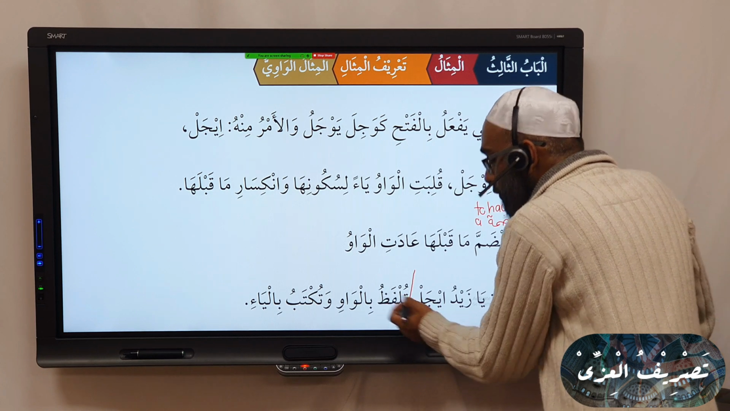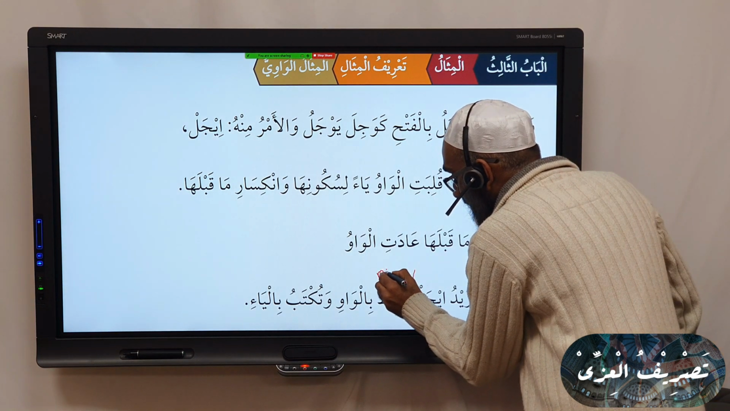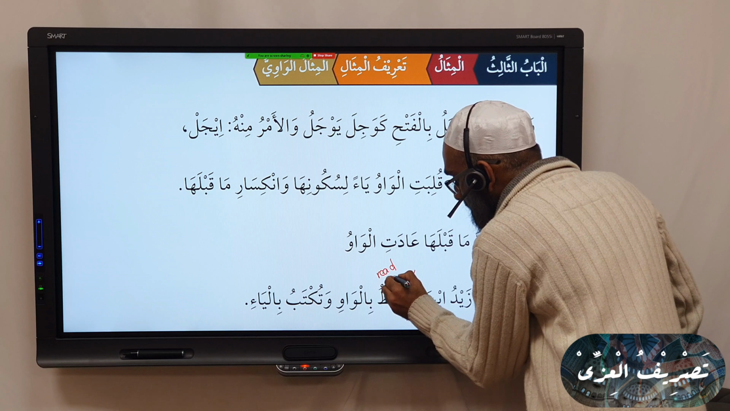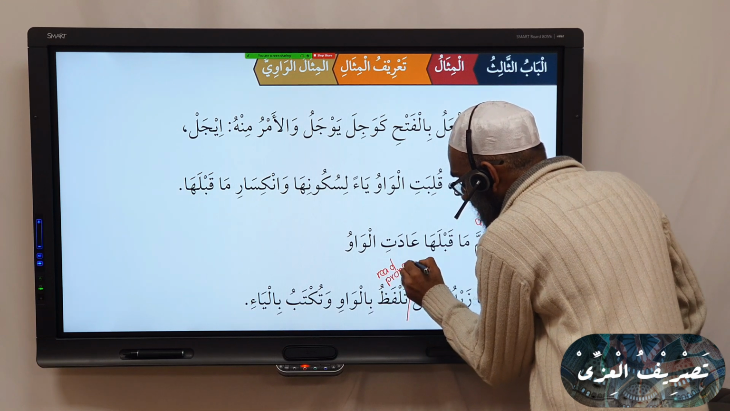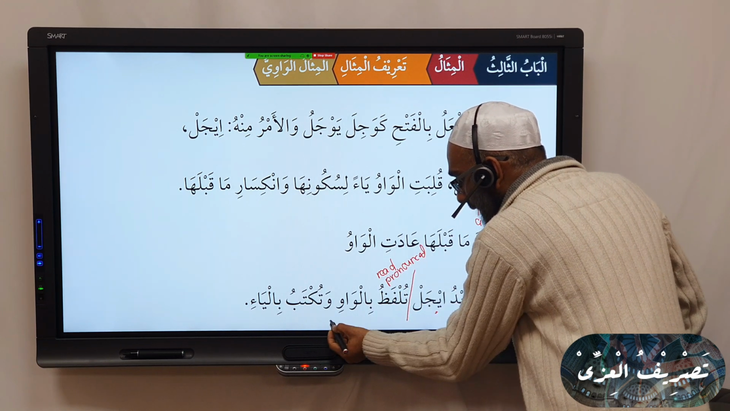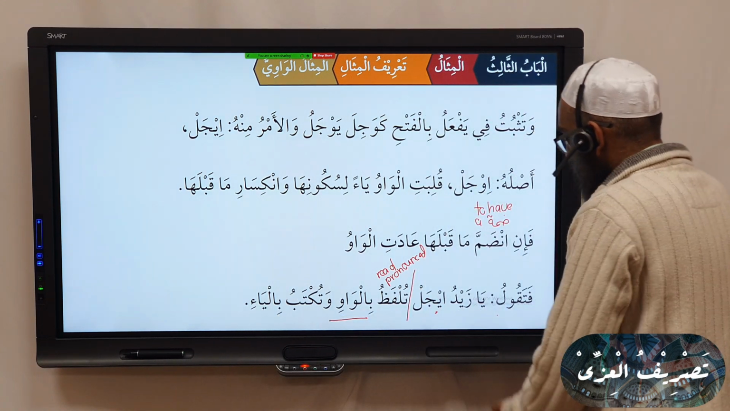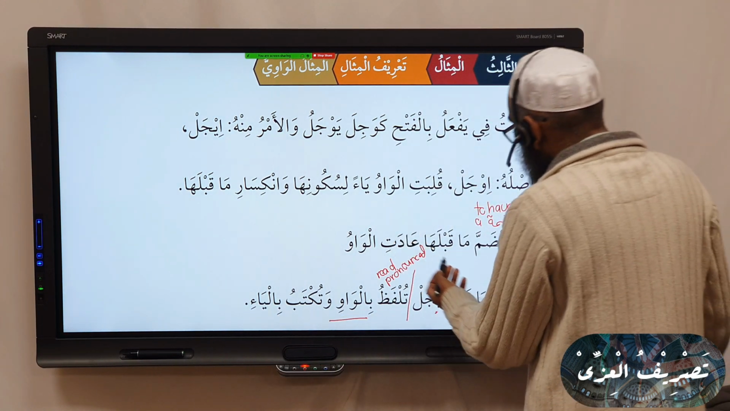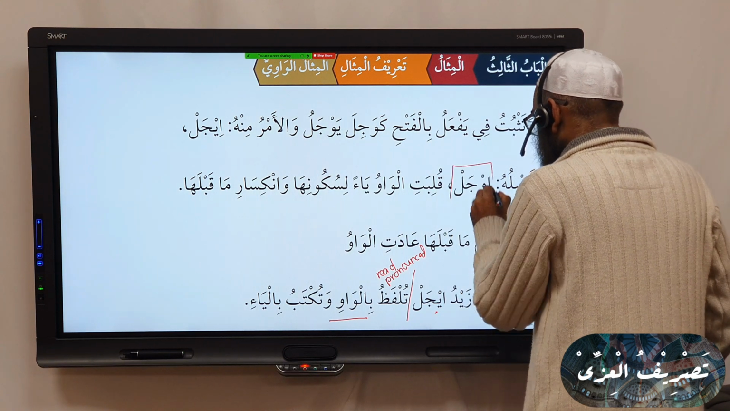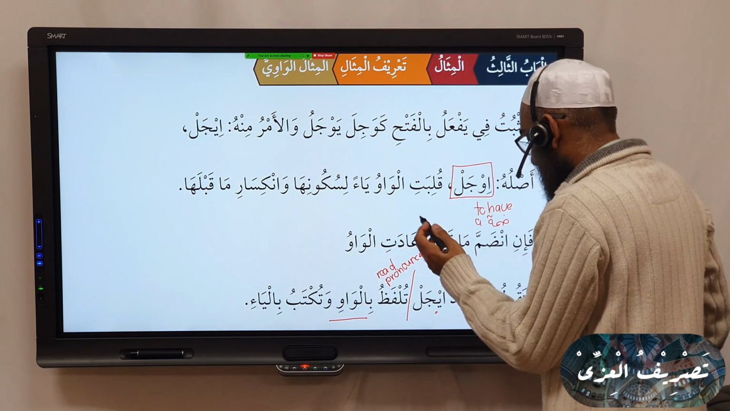He's saying here, تُلْفَظُ. تُلْفَظُ means to be read, pronounced. It will be pronounced with a waw, but تُكْتَبُ بِالْيَا, it will be written as a ya. So for example here, the amr is supposed to be iwjal, yes, but we change it to ijal.